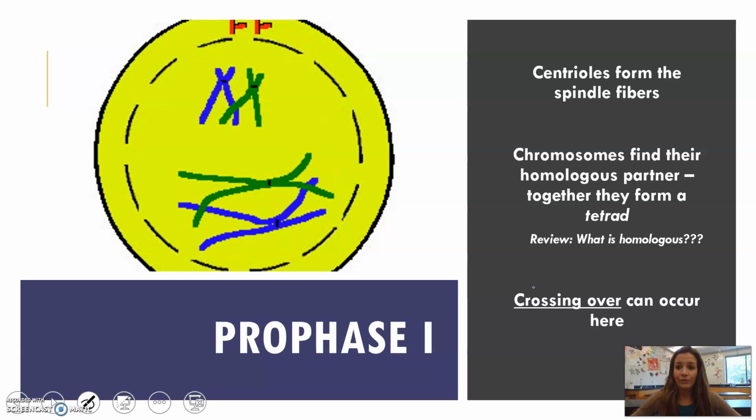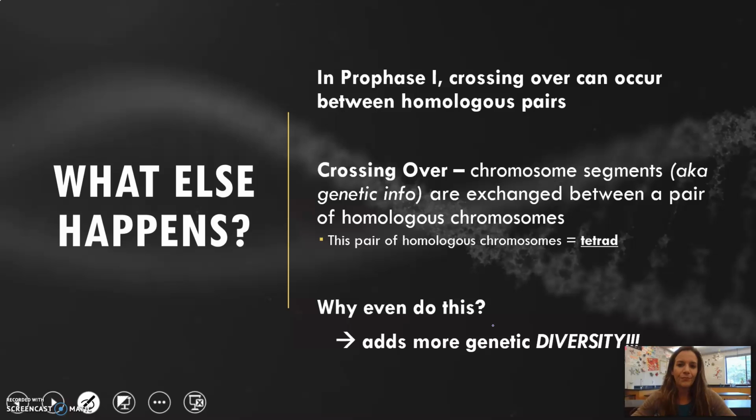Prophase I is also very similar. Your centrioles are going to form your spindle fibers, except one little difference here. Chromosomes are going to find something known as their homologous partner. And review, homologous, so prefix homo is same. So it's the same structured chromosome. They pair together. And remember, chromosomes pair by size and shape. So they find their homologous partner. But something called crossing over can also occur here, which we'll talk about in just a second.